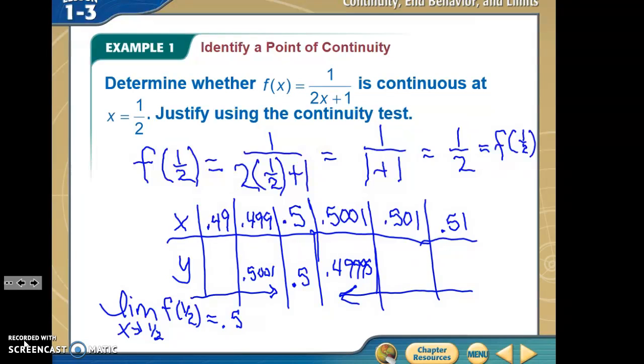Yes. So is it continuous at that point? In this case, this is a continuous function. And if we were to graph it, there wouldn't be any breaks; it would just be a nice smooth curve at 1/2.